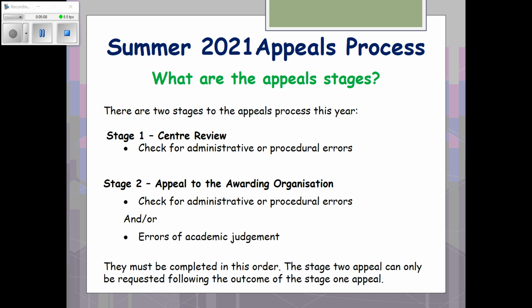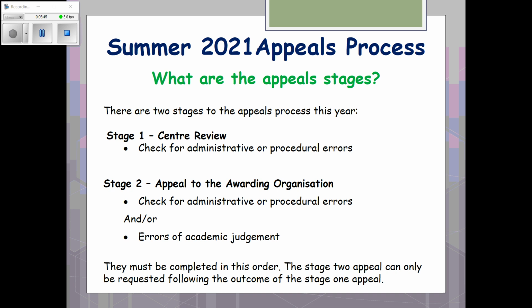Following the outcome of this centre review, if pupils still wish to appeal, they can then appeal to the awarding organisation. Now, this has to be done through the centre, and this is something where we can look at both the administrative or procedural errors or an error of academic judgment. These stages must happen in this order, and that Stage 2 appeal to the awarding organisation can only be requested following the outcome of the Stage 1 appeal.